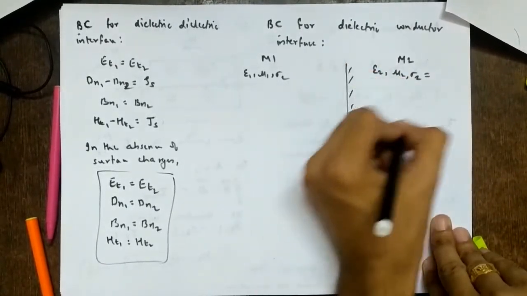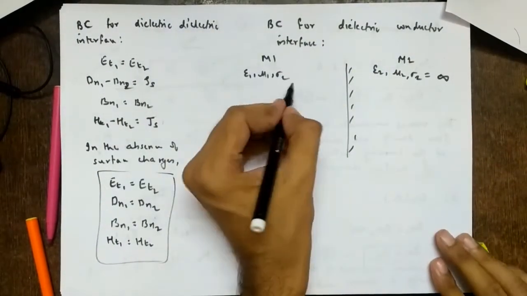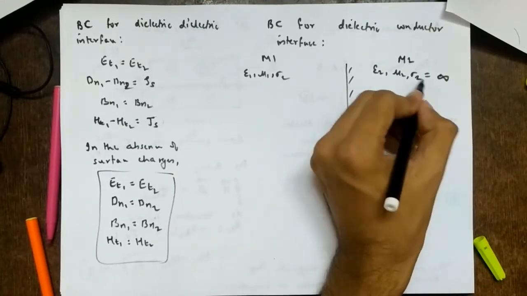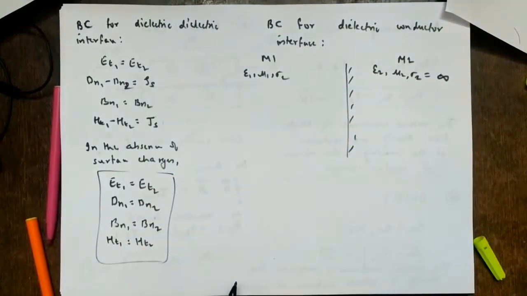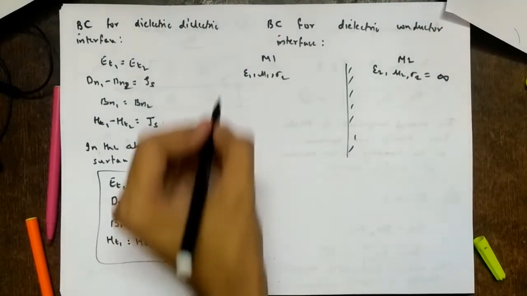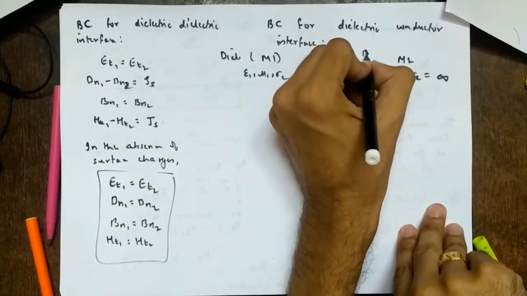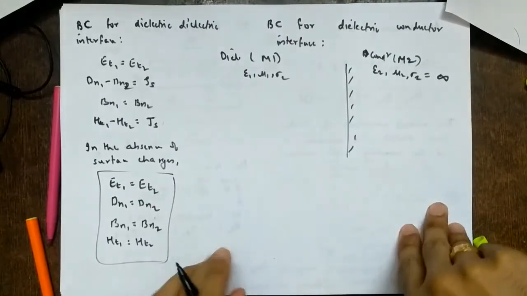Since this is a conductor now, the conductivity is infinite. So this is the difference. Earlier this was having some sigma 2, it would not be infinite. But since this is a conductor, its conductivity sigma 2 is what? Infinity. So that is the difference here, right? So you can write in this way. See, this is dielectric M1. This is conductor M2.